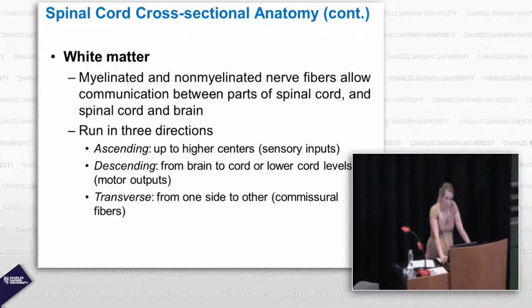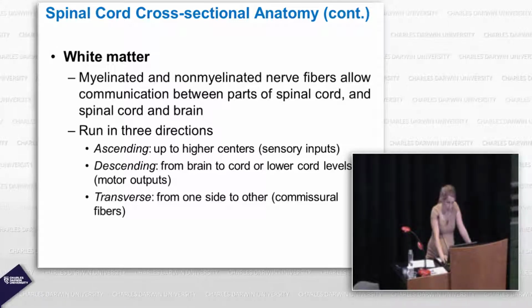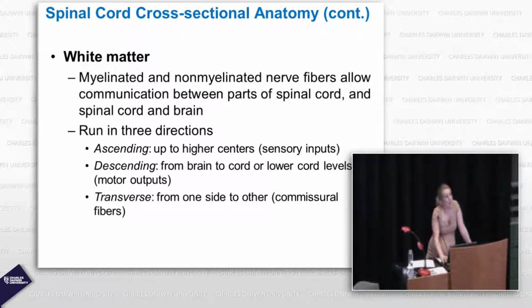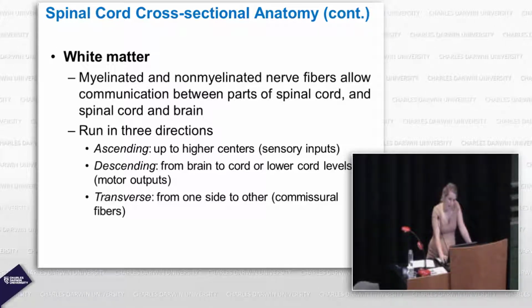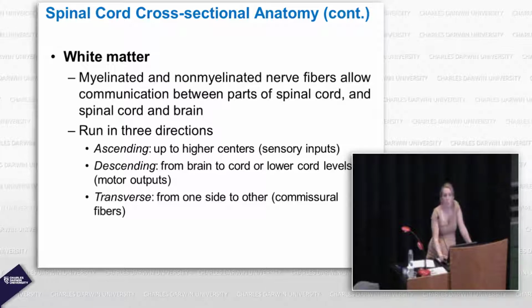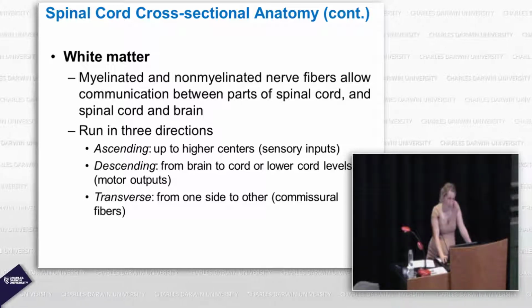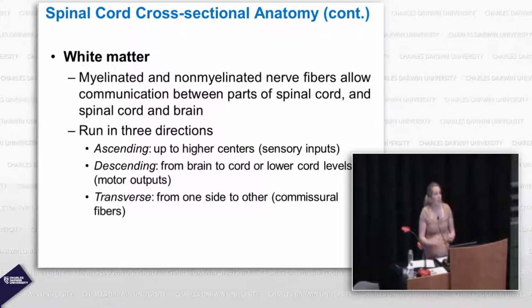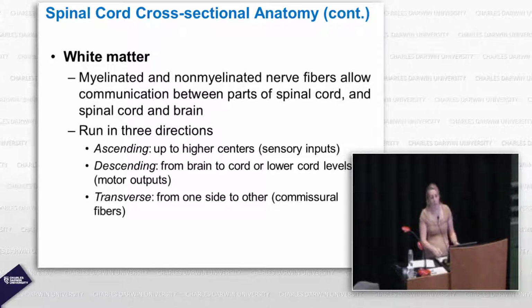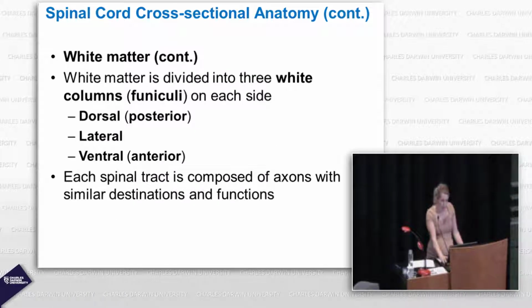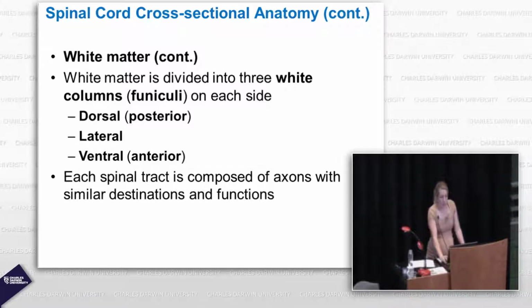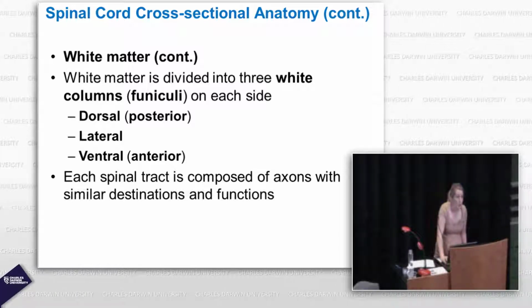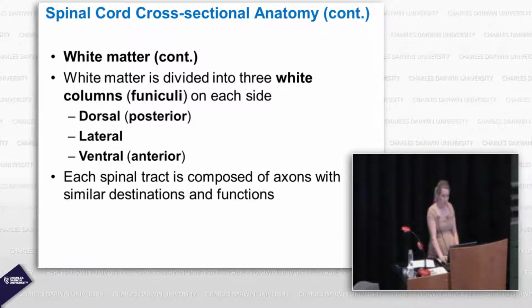So this communication will run in 3 directions. Ascending, obviously, for those sensory inputs, so taking information to the brain. Descending, taking those motor signals away from the brain. And transverse, from one side to the other, because we need to have communication from both sides of our bodies throughout the spinal cord. Again, the white matter can be divided into columns, and we've got the dorsal, lateral, and ventral. I think we've got a picture of that.